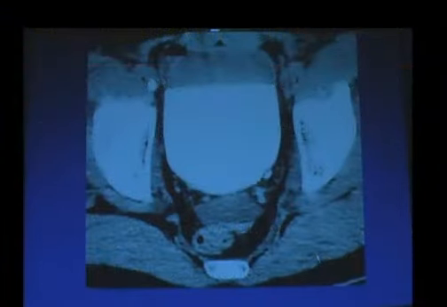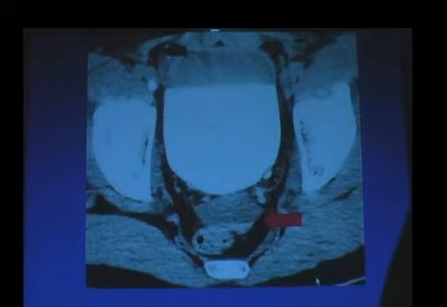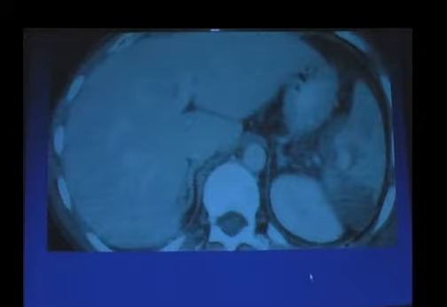I show this slide to just remind you to always look at the most dependent portion in the pelvis, because that's usually where you'll see just very small amounts of hemoperitoneum. In this case, you can see a fluid hematocrit level down in the dependent portion of the pelvis. This is what a classic blood clot looks like.